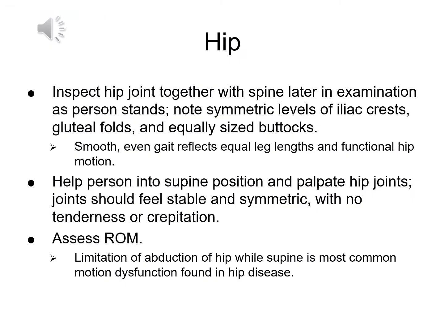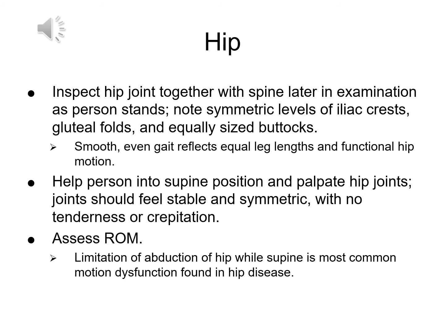So on the hip, you're going to inspect the hip joint together with supine later in examination as the person stands. So you want to see if it's symmetric, levels of the iliac crest. So you want to look behind as you're assessing your patient. You want to look at them from behind, assess if their iliac crests are equal, their gluteal folds, equal size buttocks. A lot of times that'll help you assess if maybe they have an SI issue, if they've got their hip in and out, stuff like that.